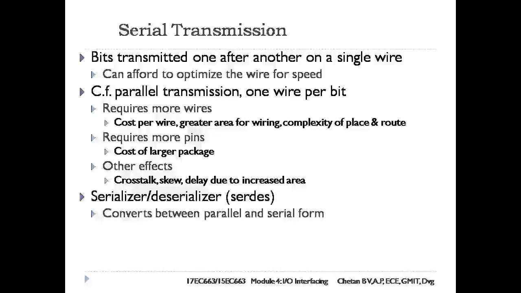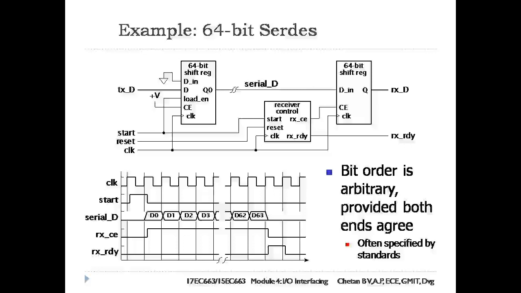The advantage of serial transmission is that only one signal wire is needed to transfer the data. The circuit area and cost are reduced for the connection. We can afford to optimize the signal path so that the bits can be transferred at a very high rate. Some serial transmission standards in use today allow for rates exceeding 10 gigabits per second. Here we have an example.